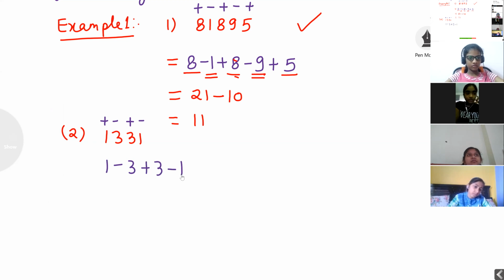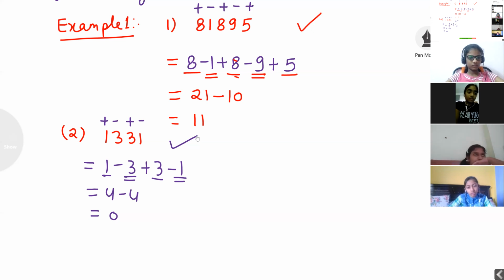Again, I want to check the plus signs and minus signs. Plus 1, plus 3. 3 plus 1, 4. Minus 3, minus 1, minus 4. 4 minus 4 is equal to 0. I have given a clear concept of how to check whether the given number is divisible by 11. If the difference of the sum of alternate digits is either 0 or divisible by 11, here it is coming 0. Then I can say 1331 is also divisible by 11.